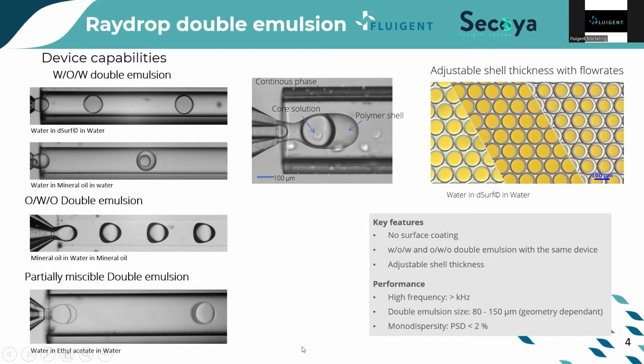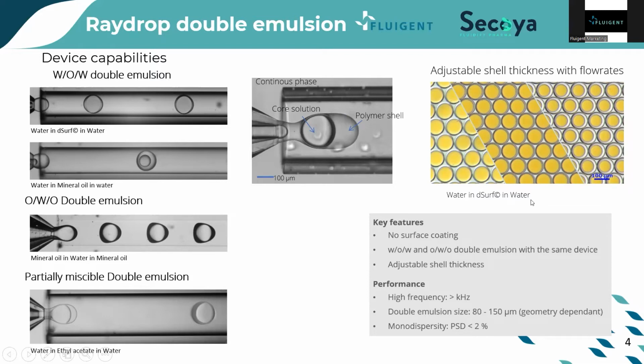This is really useful when you want to make polymer microcapsules, for example, where the polymerization is made by solvent evaporation. So it's really useful for encapsulation of active ingredients inside a biocompatible microcapsule. For example, you have an example here where we generated double emulsion using a polymer shell and a core solution. So this is the kind of double emulsion that we can generate, shown in this small video. So these are the capabilities of the RayDrop.